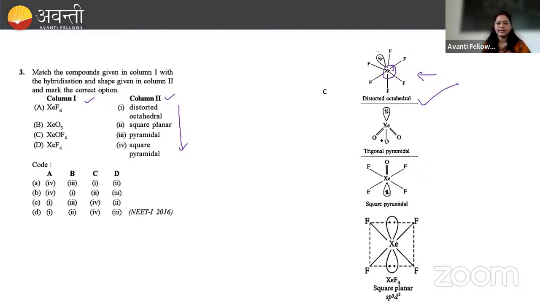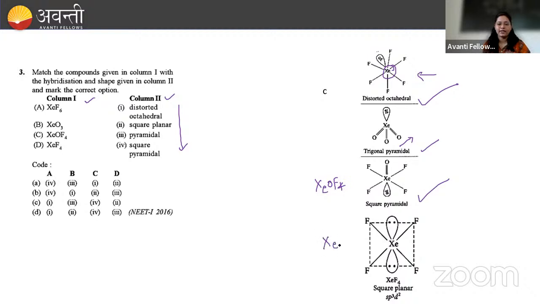Next, XeO3. You can see the structure of XeO3 is trigonal pyramidal, due to the presence of one lone pair of electrons. Next molecule, XeOF4. Here you can see the structure of it is square pyramidal. Okay, next is what?